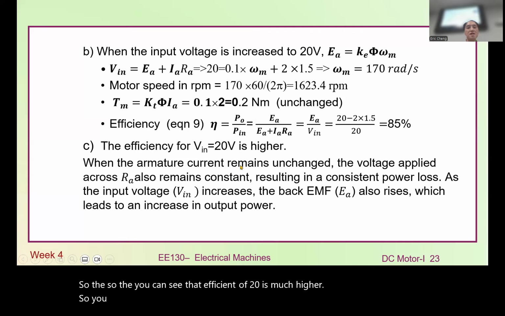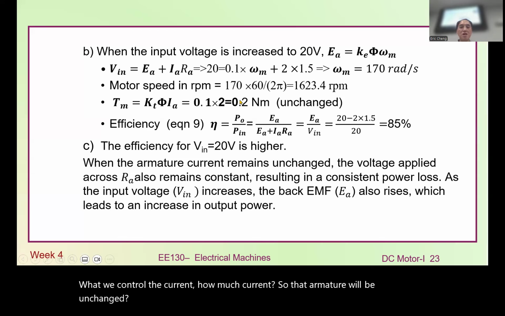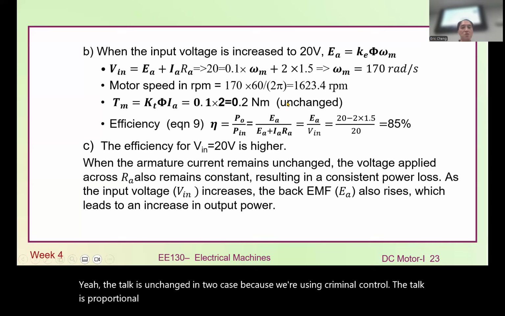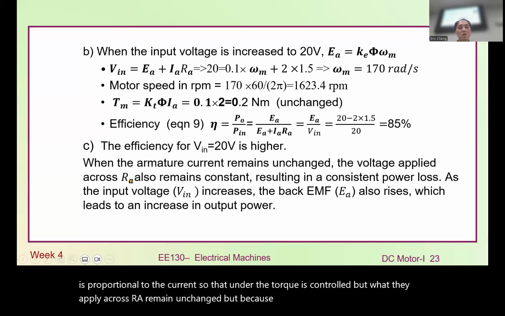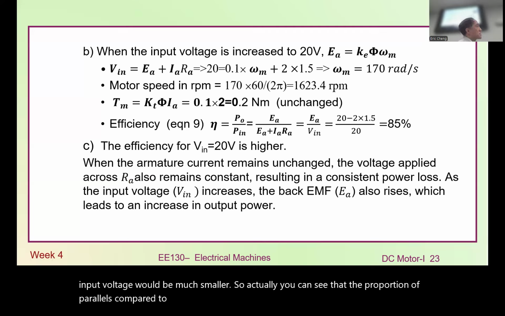You can see that we control the armature current, so the armature current will be unchanged. The torque is unchanged in the two cases because we're using current mode control. The torque is proportional to the current. So the torque is controlled, and the voltage applied across RA remains unchanged. But because the voltage drop in the RA relative to the input voltage will be much smaller, the proportional power loss compared to the input will be much less. We therefore have higher performance in the efficiency.